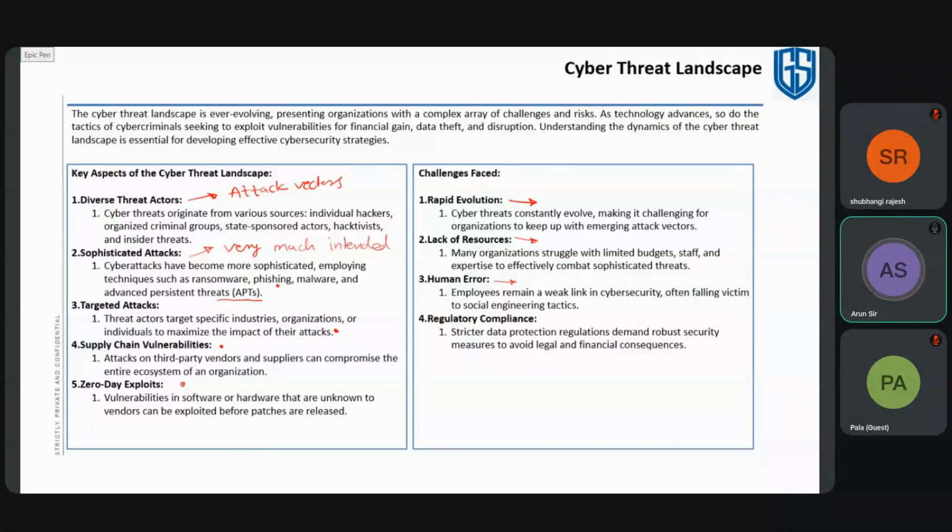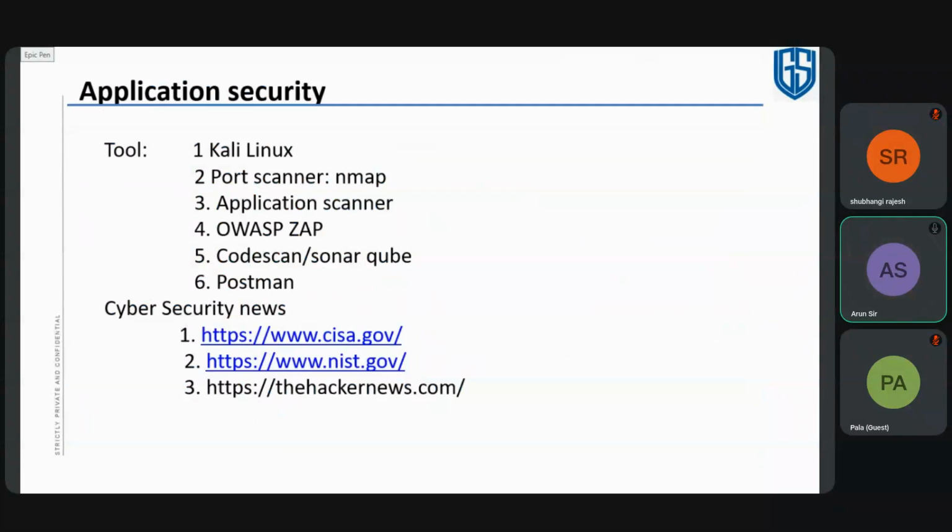Then there is regulatory compliance. These are the stricter data protection regulations which are there, so that everyone should comply with them, and there will be strong legal and other things. Means legal actions or penalties can be imposed if proper best practices are not being followed. This will help to save that organization as well, and the data of the people who are actually using it.